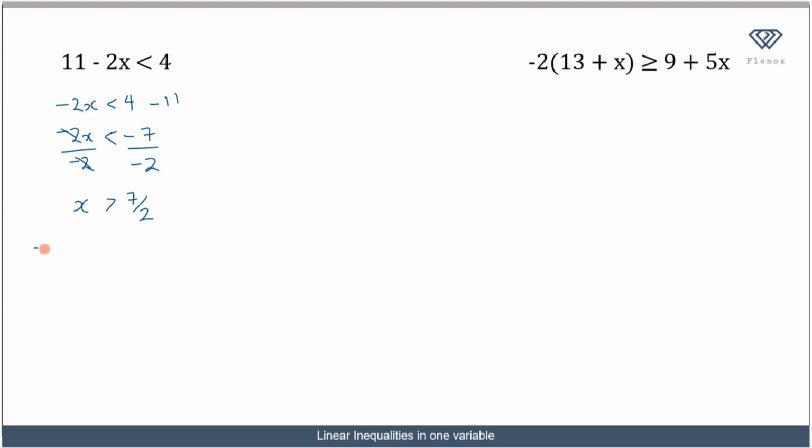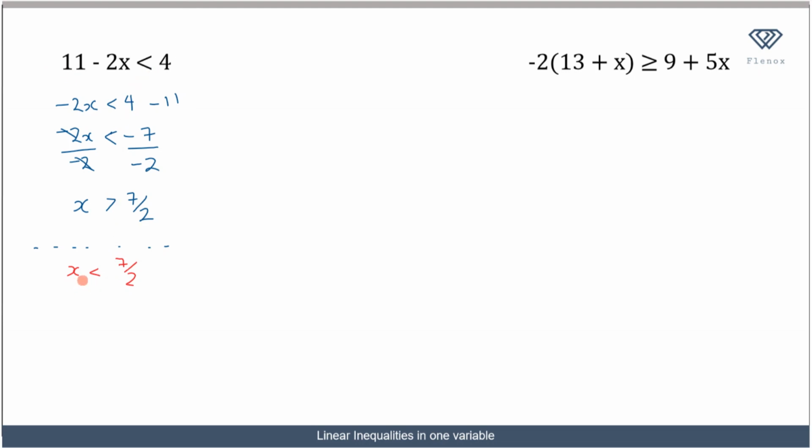So now let's imagine we didn't reverse the sign. What would have resulted? We would have gotten x to be less than 7 over 2. Now let's test whether this holds.